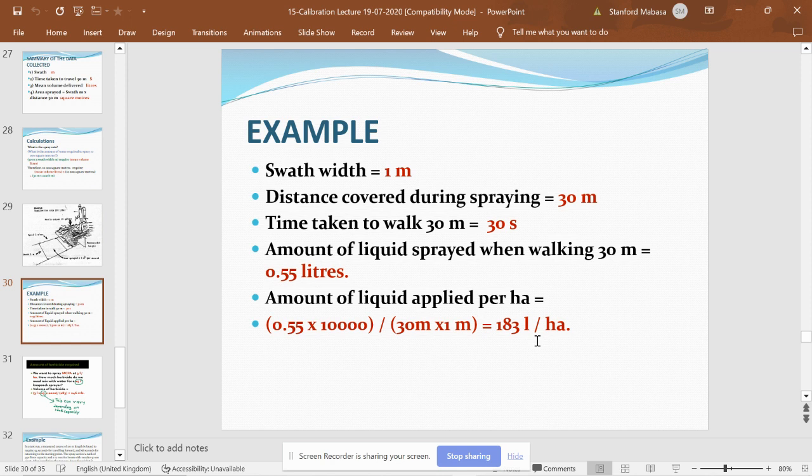If it is more than 200 liters per hectare, maybe you need to change your nozzle. In fact, if you have nozzles which discharge above 300 liters per hectare, there's a lot of labor required in carrying water and mixing.